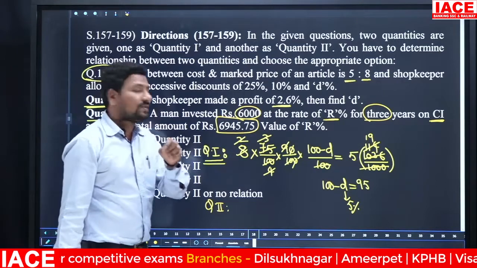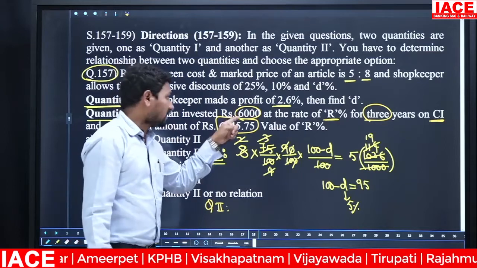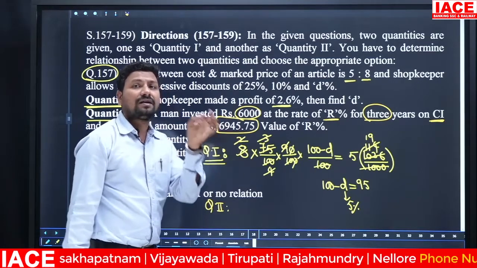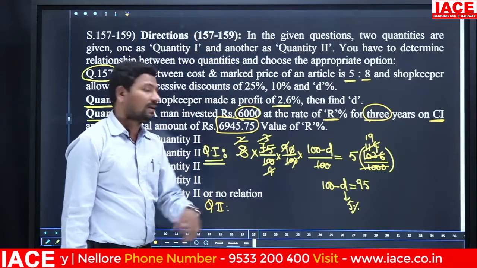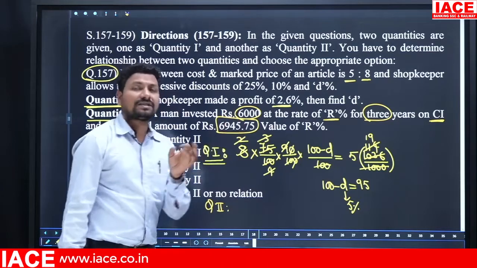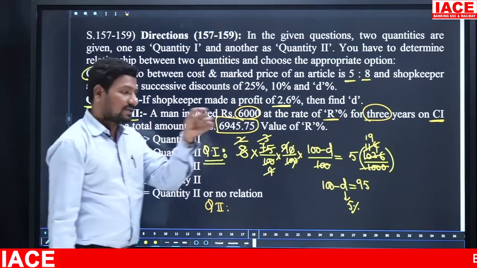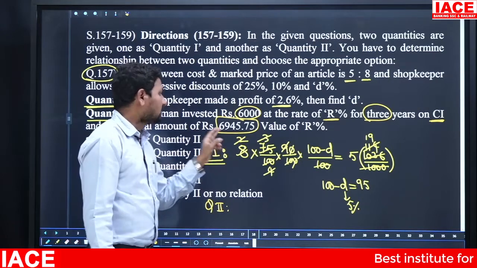Extra 955 rupees means how much rate of interest imposed and for how many years? 3 years. If it is 10%, for 1 year you will get 600, and for 2 years you will get 1200. But I need just 945. I will go with 5%. 5% of 600 is 300. First year 300, second year 300, third year 300. 300, 300, 300 is equal to 900.